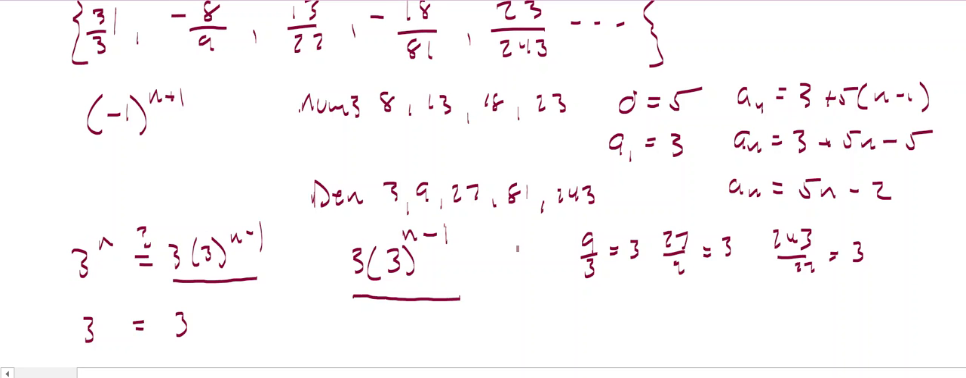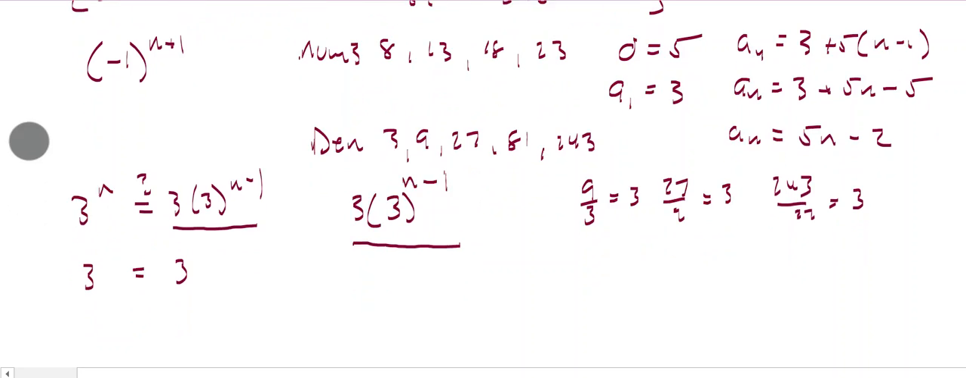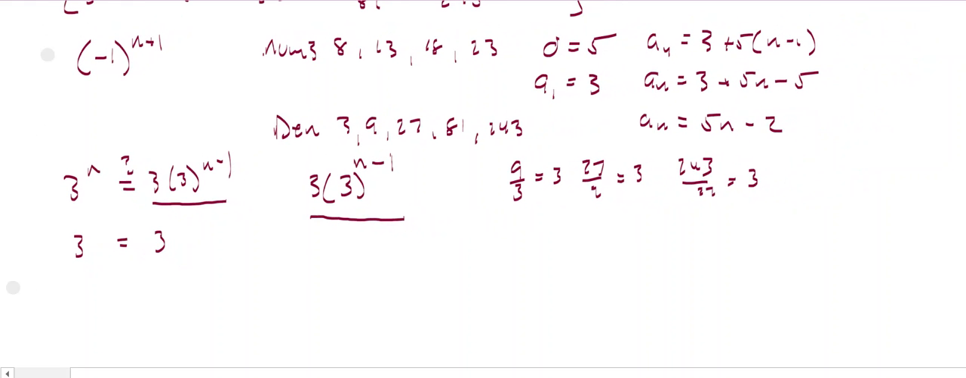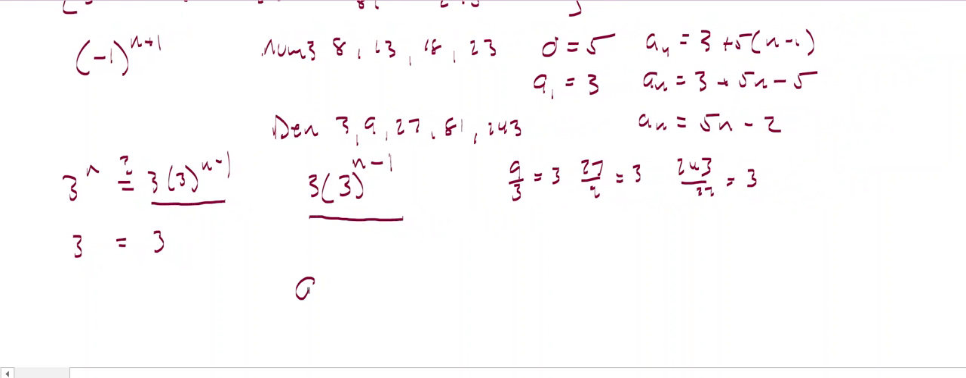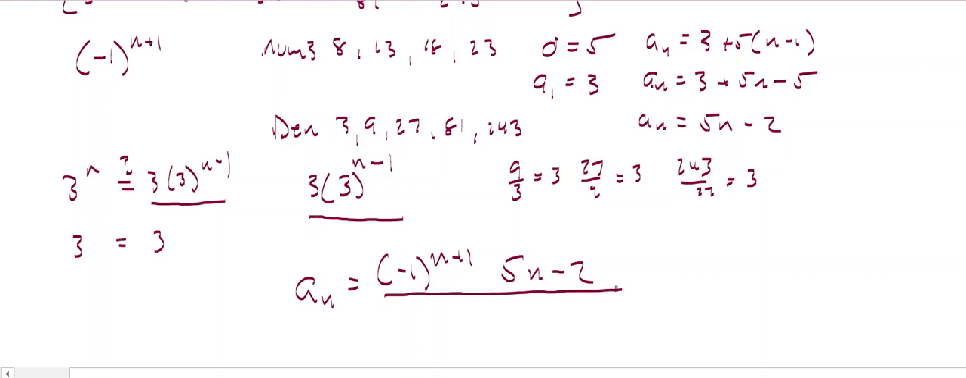All right, let's put all of this together. So my total sequence is going to have a negative 1 to the n plus 1. And then we are going to have in the numerator a 5n minus 2. And then in the denominator, we have 3 times 3 to the n minus 1.